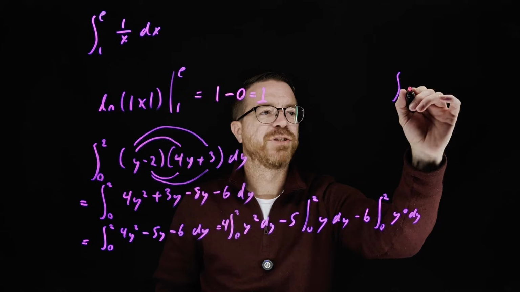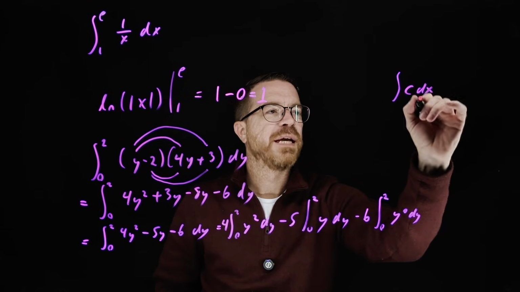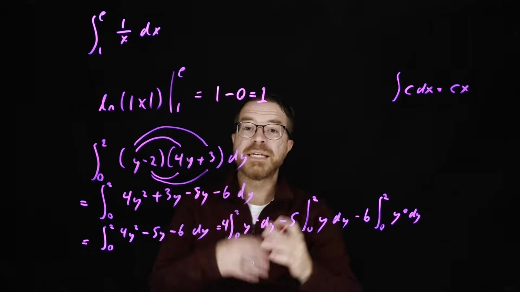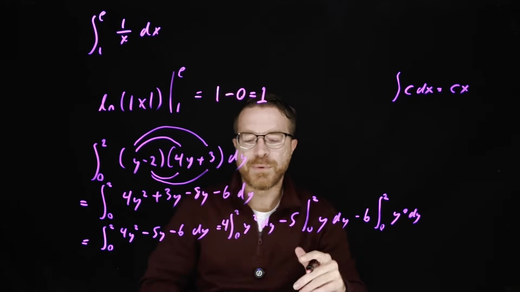Now, we did actually talk about a rule where if you ever have the integral of, for example, just a constant dx, this would just be cx. And that's exactly what's going to happen. So let's actually find our antiderivatives so we can evaluate this.